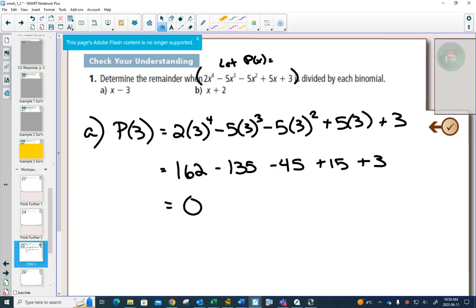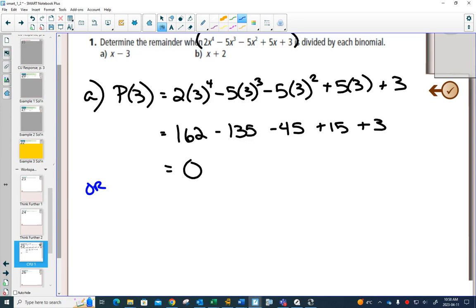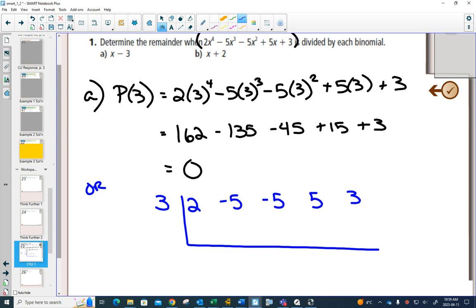So we could find the remainder by just plugging in 3 for x. We could also find the remainder with long division or synthetic division, and if you can use synthetic division, I hope you realize that that's faster than long division. We're dividing by x minus 3, so I would be able to use synthetic division. I put a 3 out there. My coefficients are 2, minus 5, plus 5, and 3. I double checked that they were in the right order, and I didn't have to add any zeros.